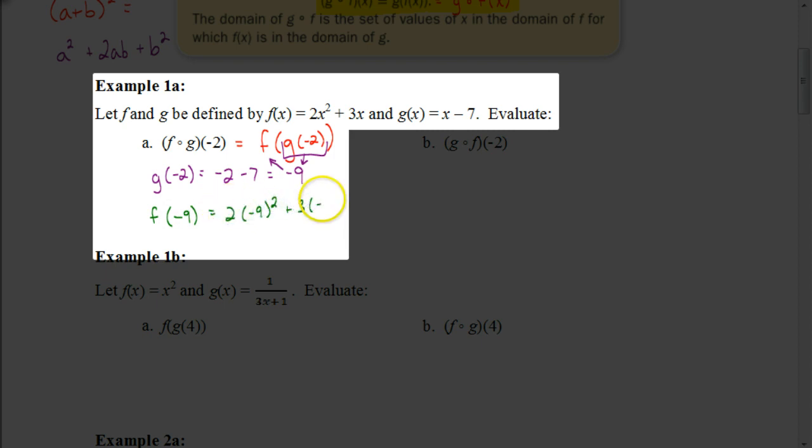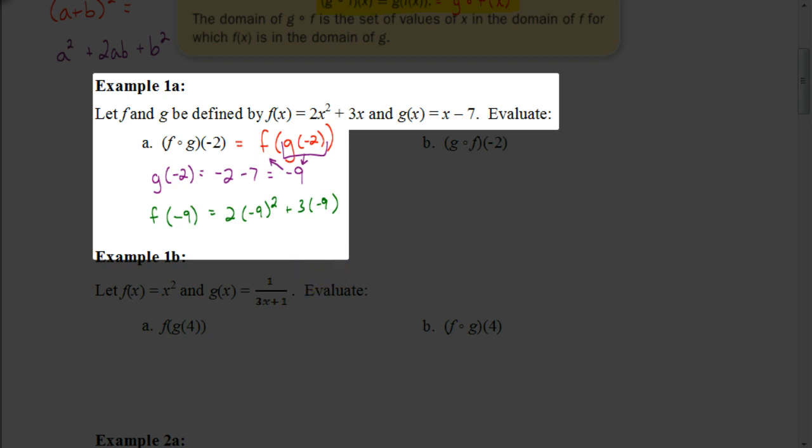Now it's important to remember how to put this in your calculator. If I put in 2 times, in parentheses, negative 9 squared, plus 3 times, in parentheses, negative 9, I can be confident that I'll get the right answer. But if you forget to put the parentheses around the negative 9, and I just type in 2 times negative 9 squared plus 3 times negative 9, this piece here is going to end up being wrong. And so we're going to get this really large negative number, which would be the wrong answer.